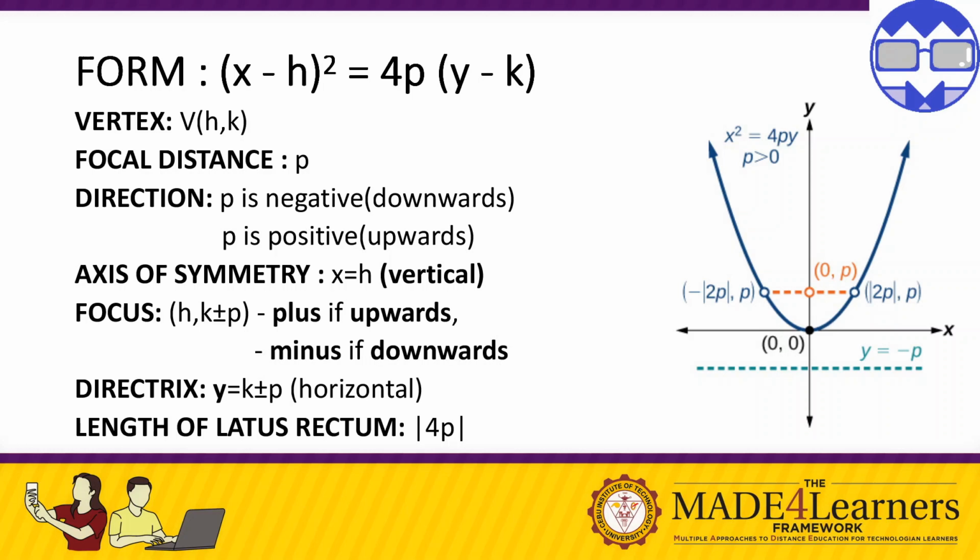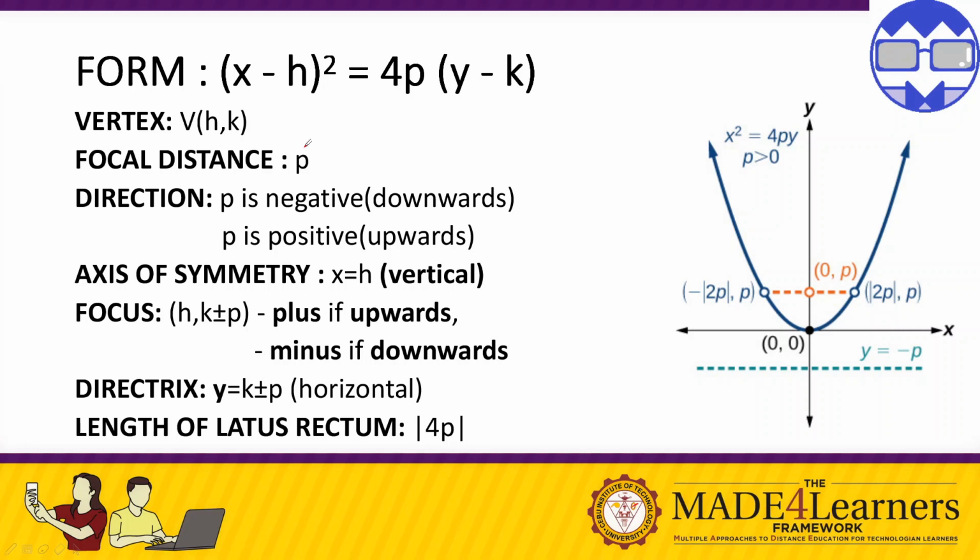Okay, so let's look at the second form. We have the quantity of x minus h squared equals 4p times y minus k. Of course, in the first form, the axis of symmetry is horizontal, facing left or right. Now, for the second form, the axis of symmetry is vertical, so it's actually up or down.